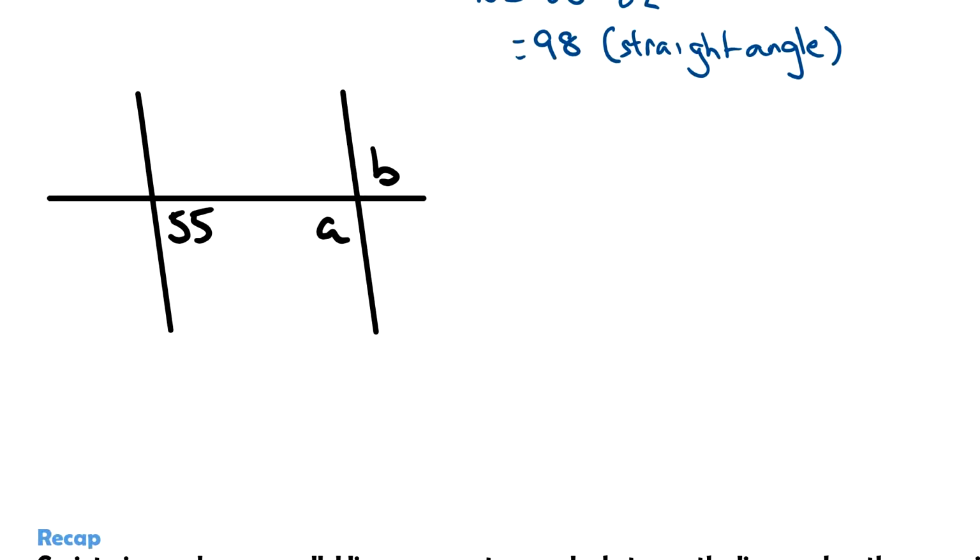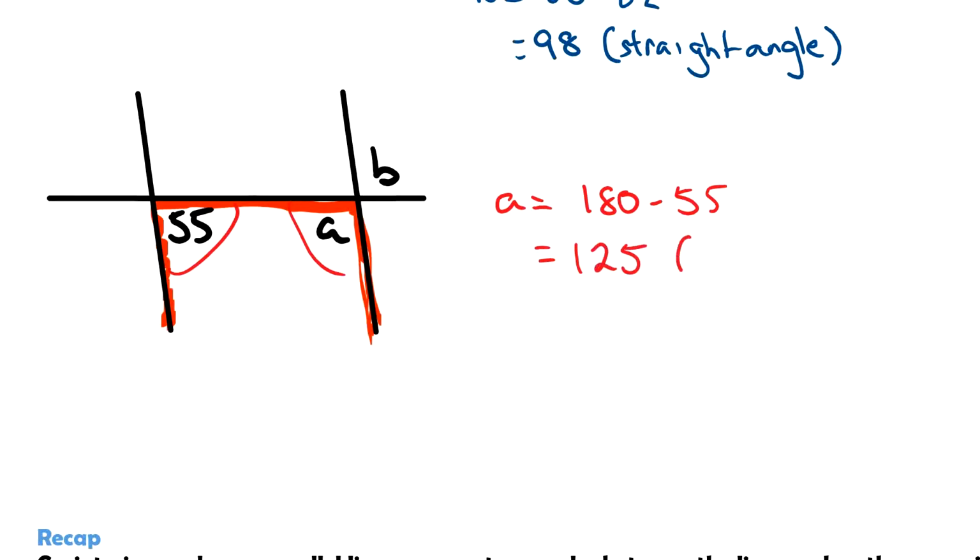Now we're going to look at this one here. I'm looking at this angle, and I'm going to focus on finding the A first. If I highlight my lines, there's this one and this one here, so that makes that C shape we're talking about. So I know A is going to be 180, take away 55, and that equals 125, and my reason is co-interior.